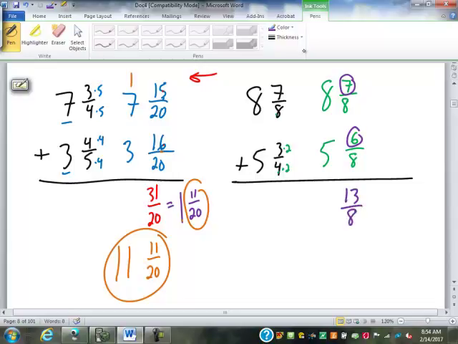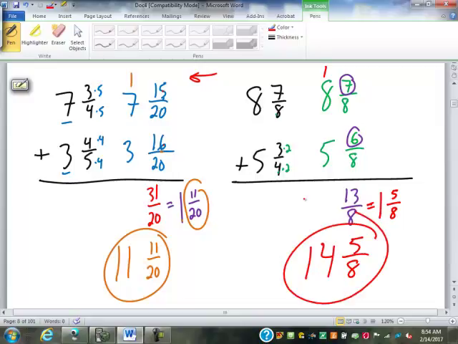So 13/8. One and 5/8. So we keep the 5/8, carry the 1. Yep, 1 and 8 is 9, and 5 is 14. So 4, carry the 1 over. 14 and 5/8. What do you think? Better than a sharp stick in the eye?